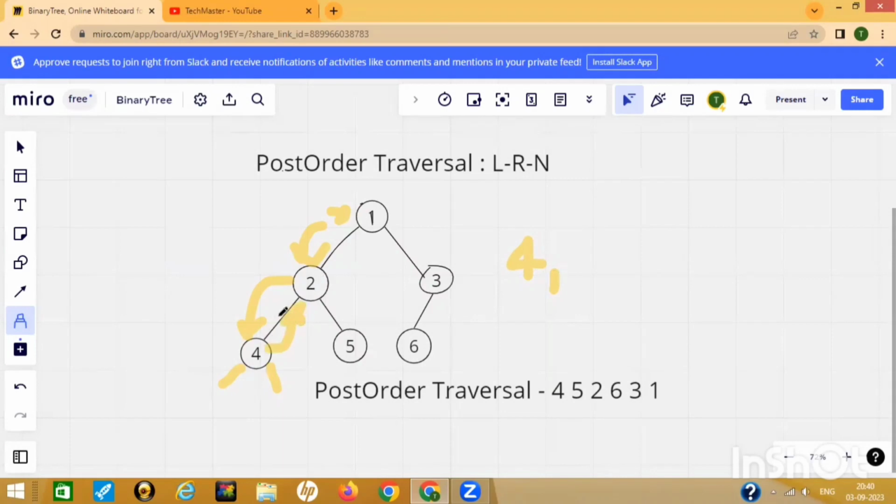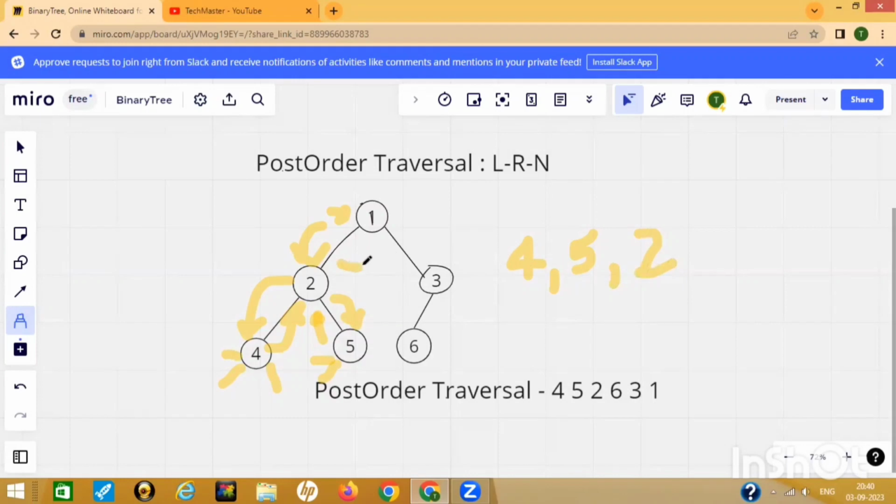We move back to node 2. For node 2, left is visited, but right is still remaining. So from node 2, we move on to the right side, where we have node 5. For node 5, right is null and left is null, so we don't have anything to visit on the left and right sides. So we visit node 5. Now we move back to node 2. We have visited its left node 4 and right node 5, so we will visit node 2 now. Node 2 is visited.